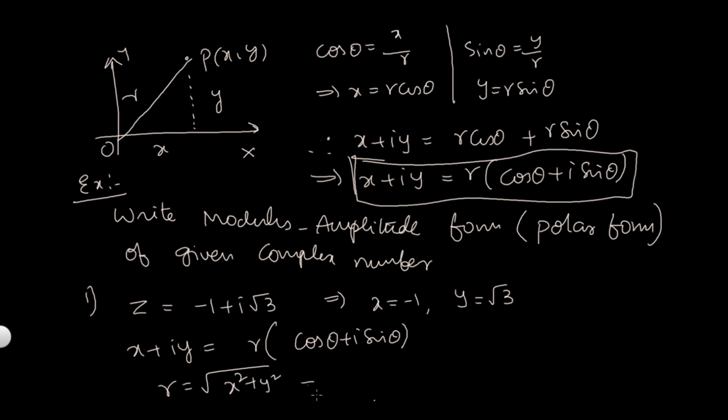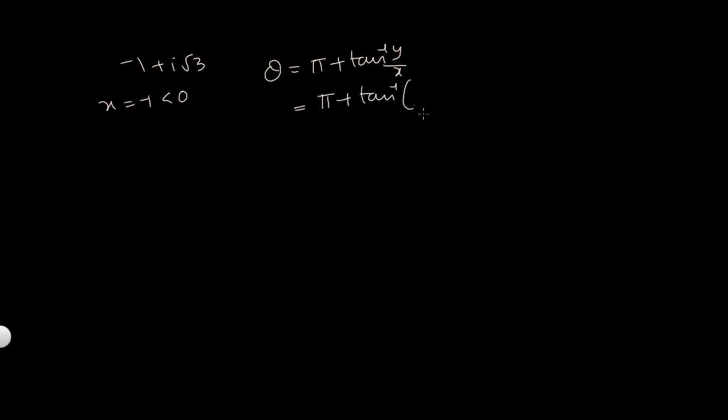Now r is the modulus: root over (-1) whole square plus root 3 whole square, which becomes 2. Now find theta. If x is negative, here x is minus 1, which is less than 0, then theta becomes pi plus tan inverse y by x. With y as root 3 and x as minus 1, that is pi plus tan inverse of minus root 3.